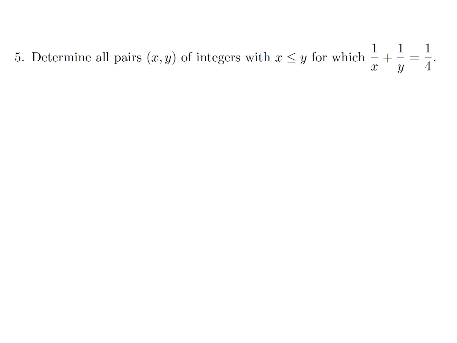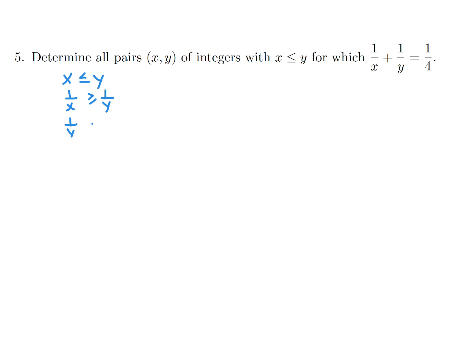Determine all pairs x, y of integers with x less than or equal to y, for which 1 over x plus 1 over y is equal to 1 over 4. Okay, so if x is less than or equal to y, that means 1 over x is greater than or equal to 1 over y, or we can write 1 over y is less than or equal to 1 over x. Same thing.